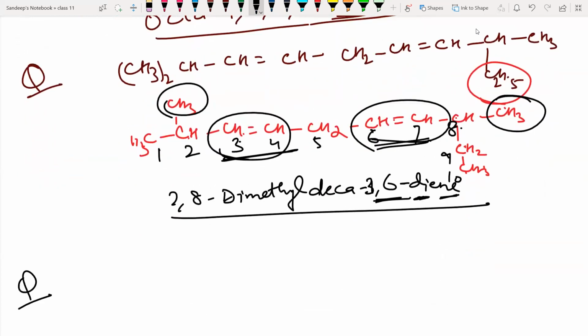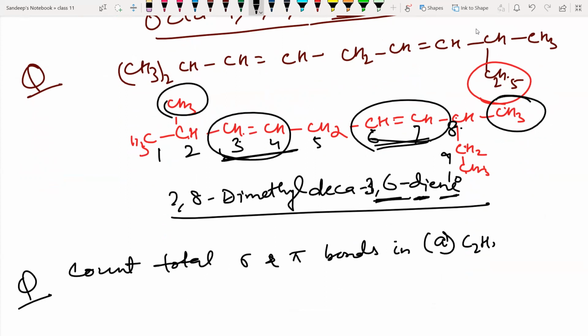Now one question is: count total sigma and pi bonds in the following. First question is ethene, C2H4. Second question is C2(CN)4. This question has been asked in IIT. So try.